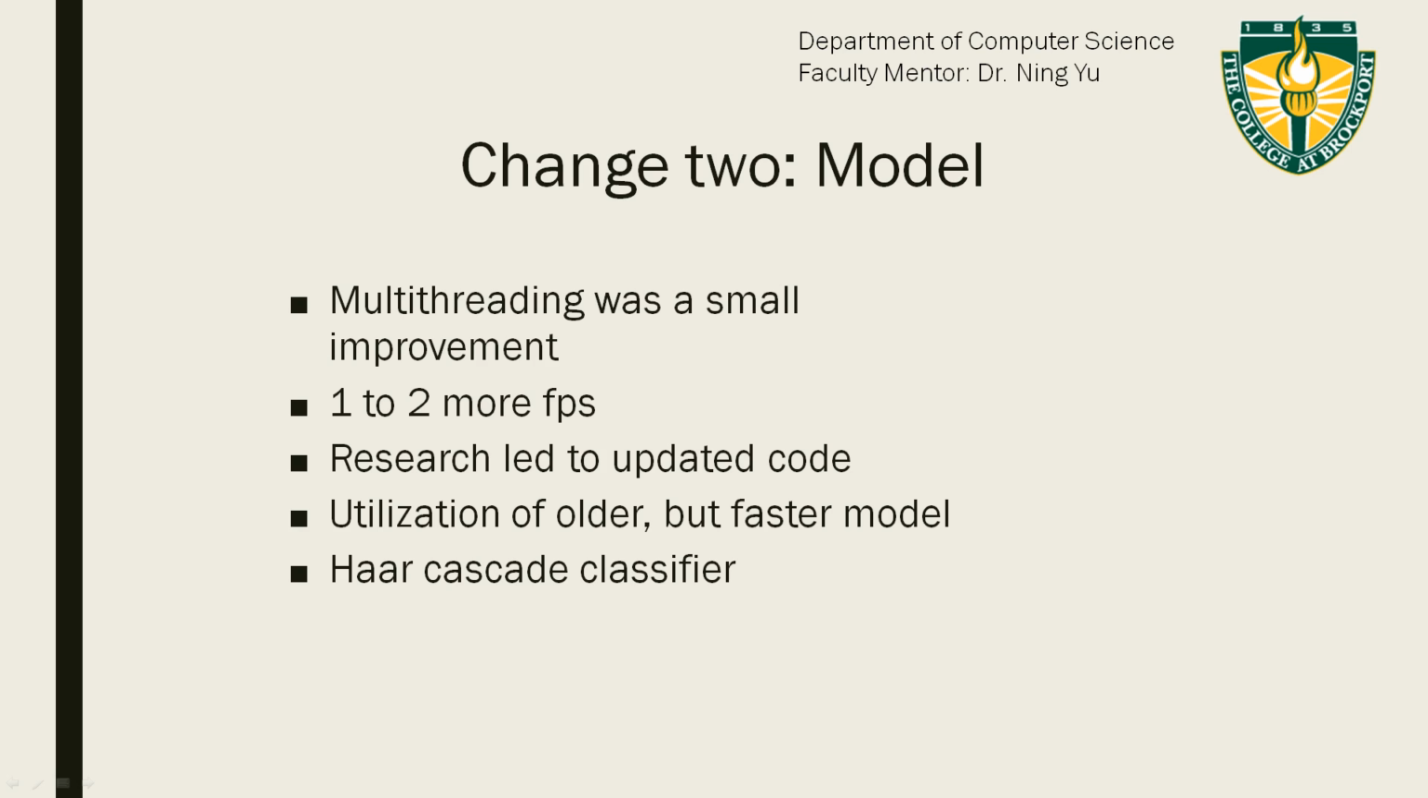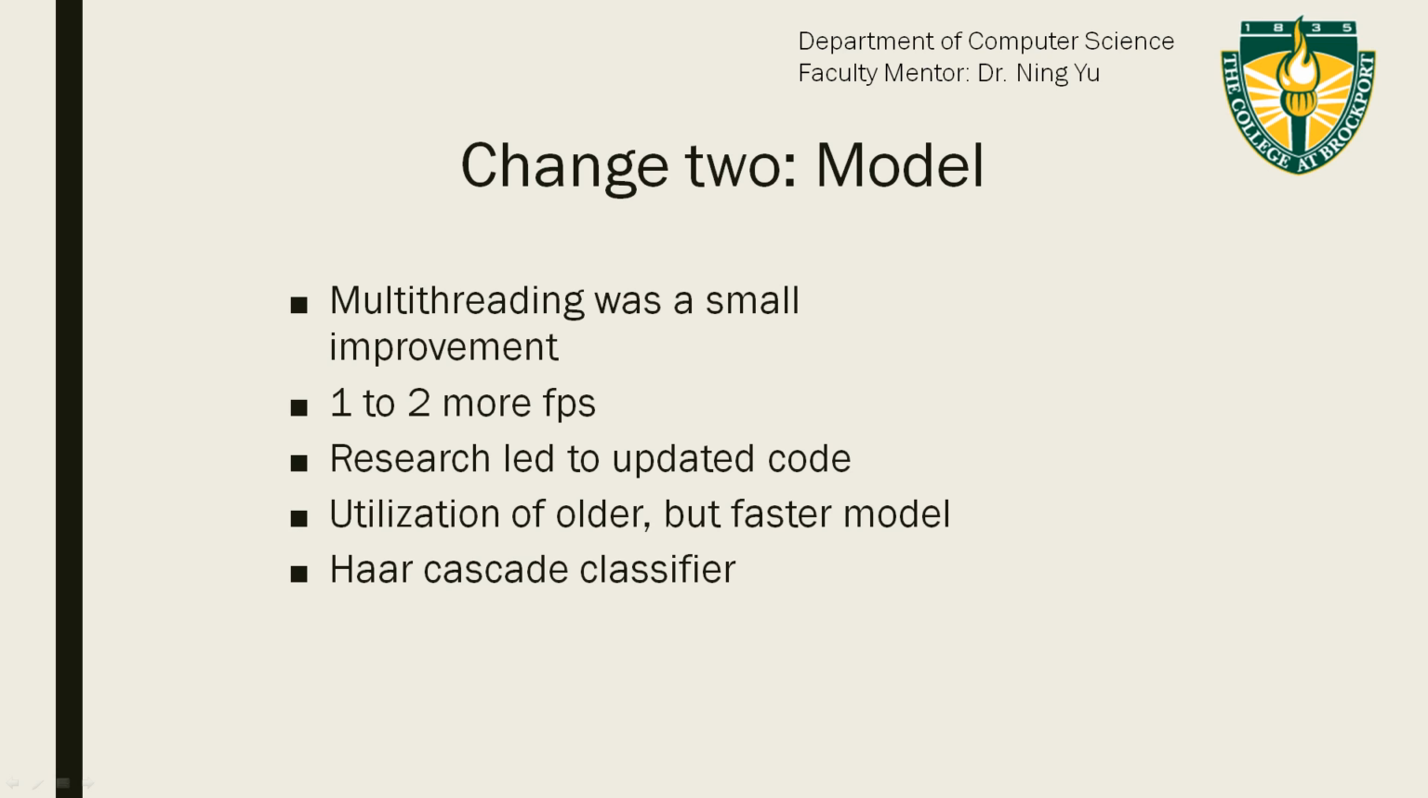And so it was a minor improvement, only 1 to 2 frames per second, and this led me to do some research on the current code we were given. I found an updated version of the program that I was using, a better model. But when I say better, I only mean better in the sense that it led to faster frames. Essentially, it was an older model with less accuracy, and this model was the Haar Cascade classifier.